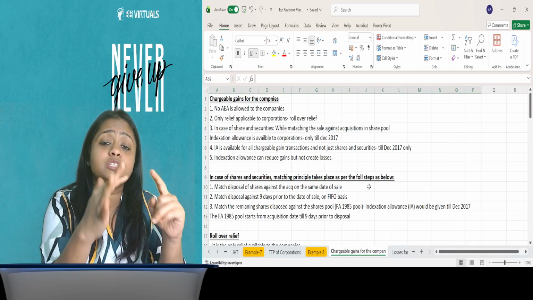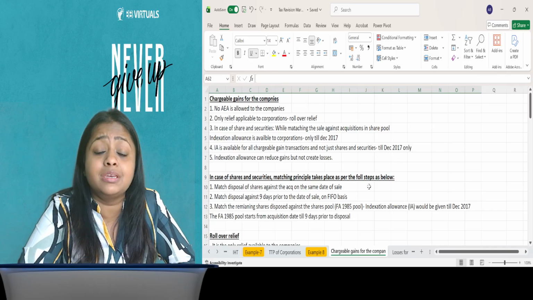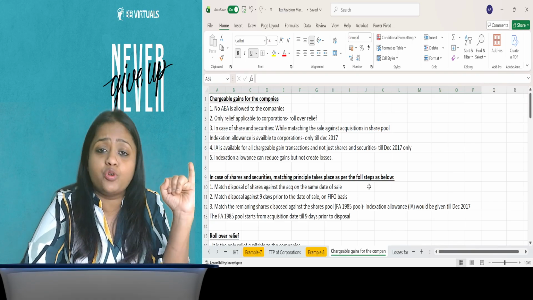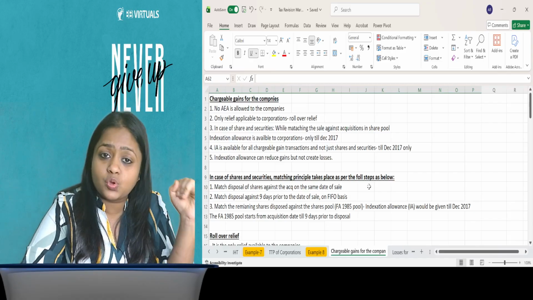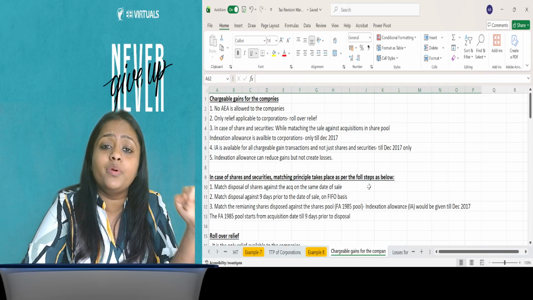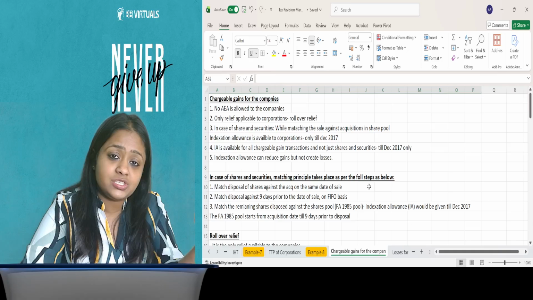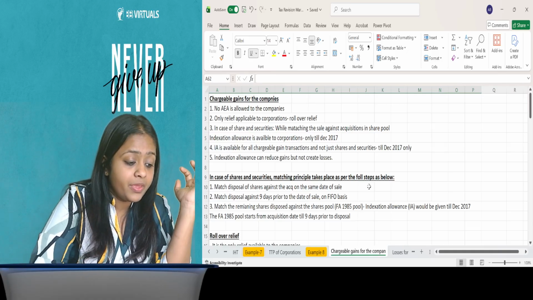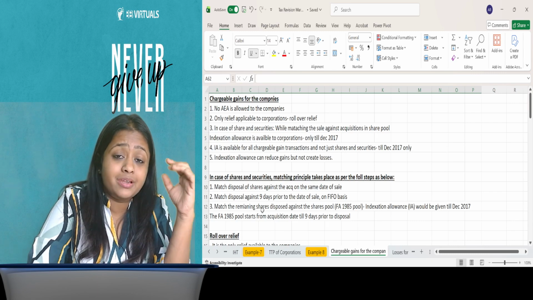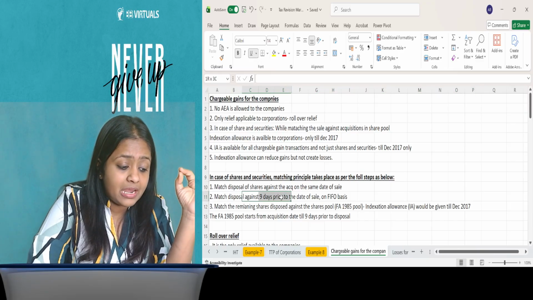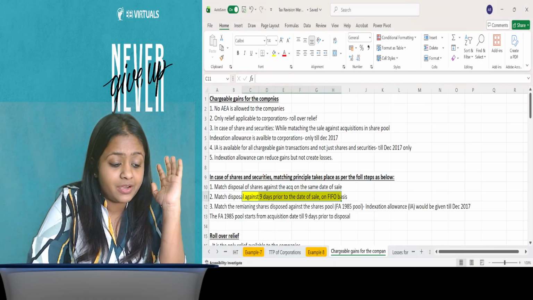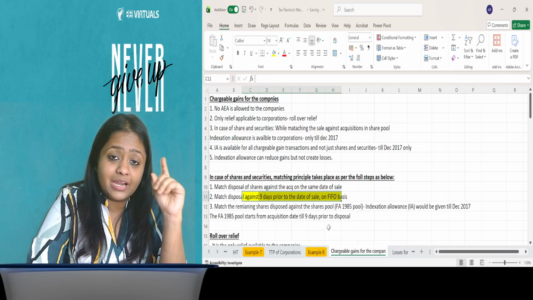Second point of difference is when we do the shares and securities and the three-step matching process, that matching rules that we do. First rule is same for corporations: match the shares sold against the shares purchased on the same date of disposal. Then rule number 2 is changed: match the shares sold against the shares acquired within 9 days prior to the date of disposal, and that too on a FIFO basis.